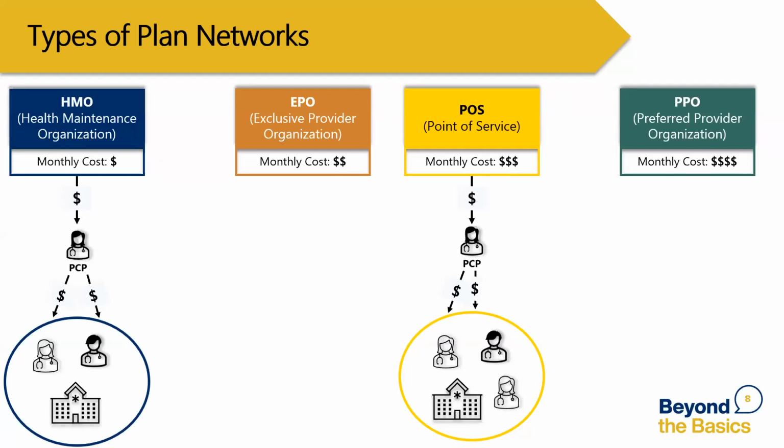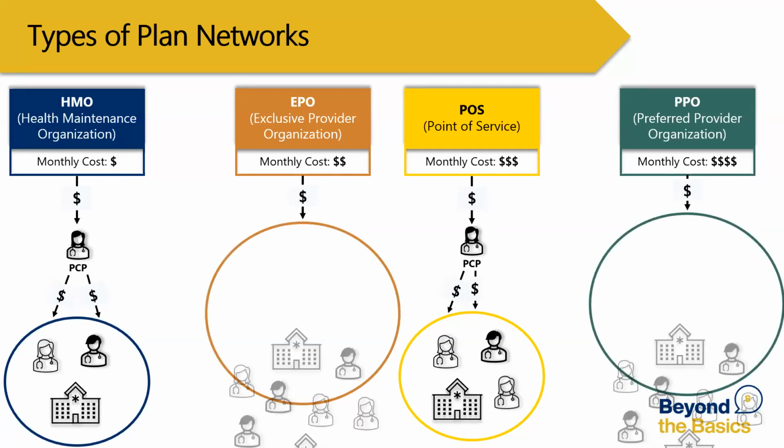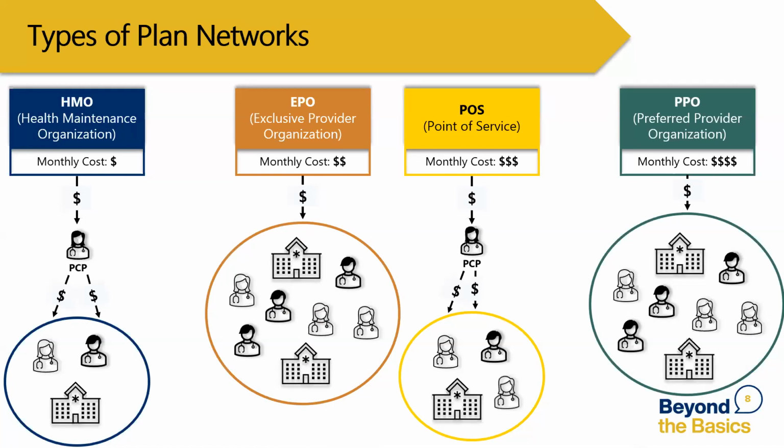Next, we have EPO and PPO plans. A key similarity between these two types of plans is that the enrollees typically aren't required to select a primary care provider, and they can go to any in-network doctor or specialist without needing to get a referral first. Both EPO and PPO plans will have broader networks than HMO and POS plans, which means enrollees will have more in-network doctors and hospitals to choose from.